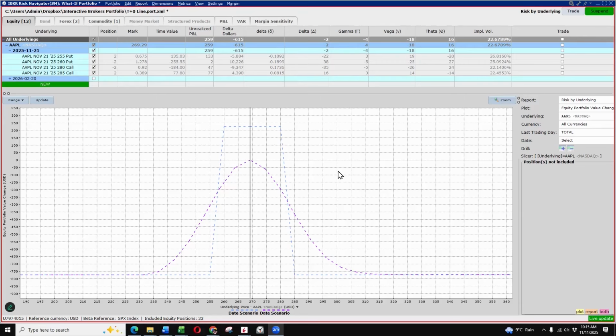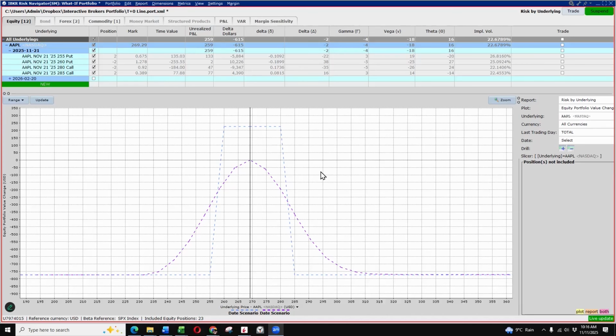So what we're looking at here is a fairly standard iron condor on Apple. We're pretty well centered. The stock price is right in the middle of our condor, and we're right on top of that T+0 line. So the purple line is the T+0 line. That stands for trade date plus 0 days. Basically, how does the trade look as of today? Whereas the blue line is the profit and loss graph at expiration.